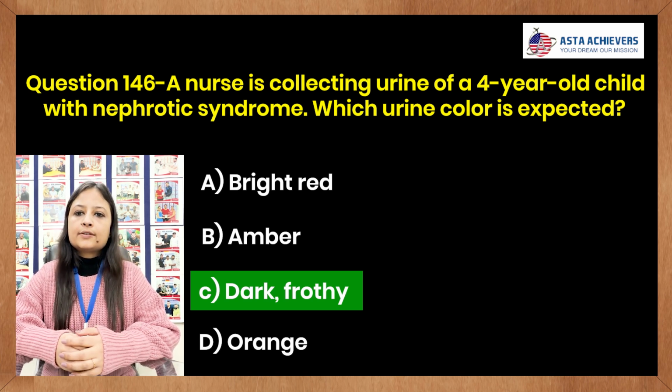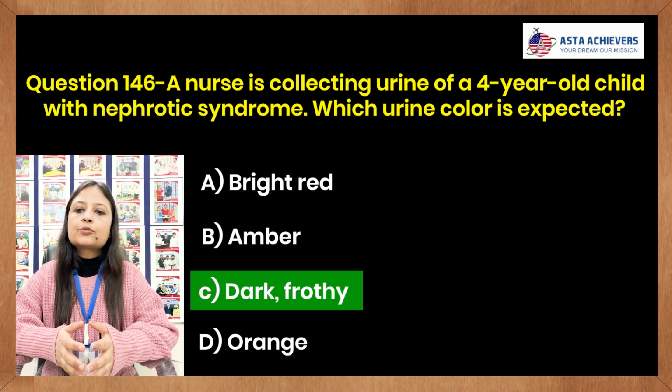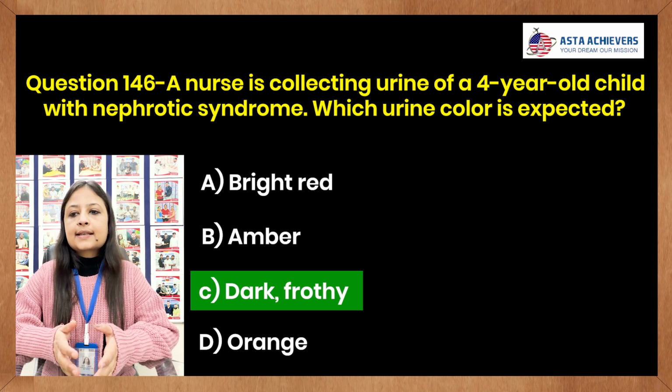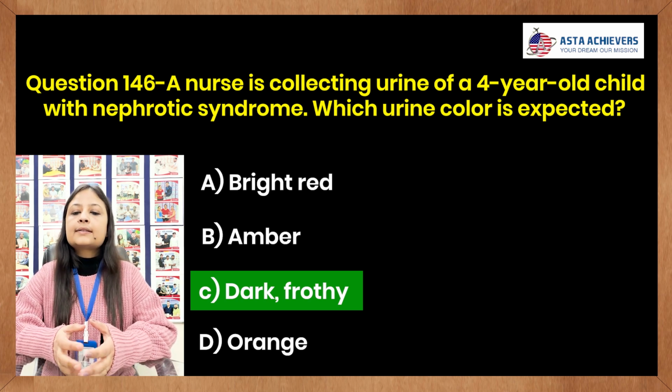And option D, orange. So option C, dark frothy is correct answer, because nephrotic syndrome is a kidney disorder marked by the damage to the glomeruli and causing the excessive protein in urine and low blood albumin and hyperlipidemia and the significant swelling.